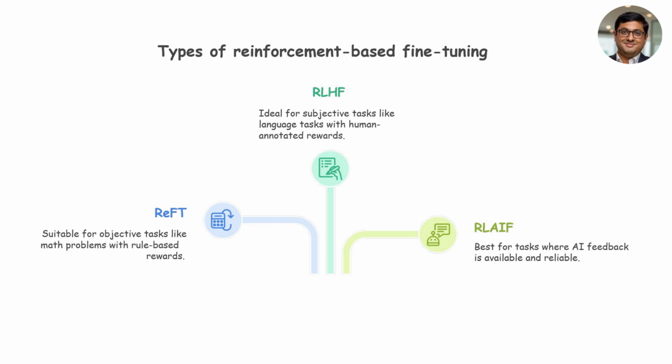RLHF, or reinforcement learning from human feedback, uses a learned reward model based on human annotated data. The reward signal is not mathematically precise or directly available, but instead comes from human judgment. This approach is ideal for subjective tasks, especially language tasks. RLAIF stands for Reinforcement Learning from AI Feedback. It is best for tasks where AI-generated feedback is both available and reliable.